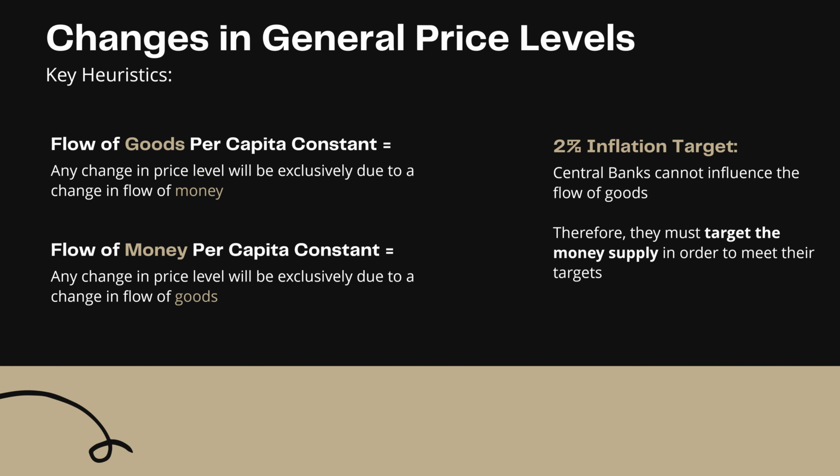But if the money per person in an economy stays constant, then it will be the amount of goods and services on offer that determine the price level. So when we look at central banks with their 2% inflation target, a central bank can't influence the amount of goods that companies are offering to the market. So to have a 2% inflation target, they have to target the money supply.